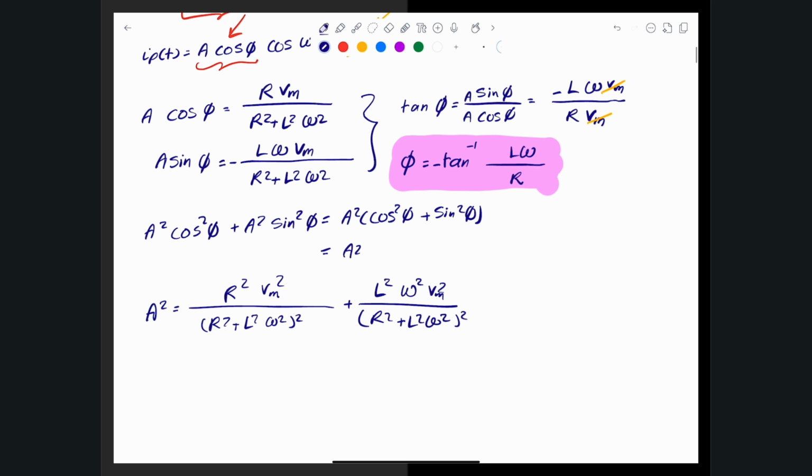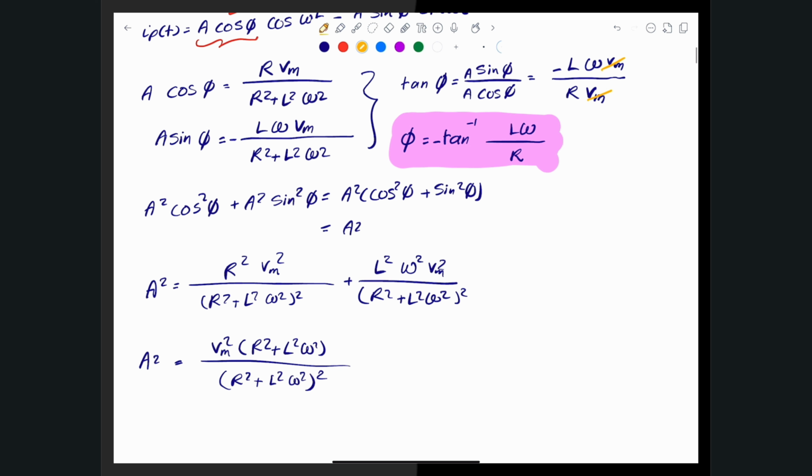All right, so now we do the algebra. I believe we'll end up with Vm squared times R squared plus L squared omega squared divided by R squared plus L squared omega squared, where the denominator is also squared. However, what we can say is this will cancel with a square in here. So A should be equal to V of m divided by the square root of R squared plus L squared omega squared. All right, so this is the second thing that we're looking for.